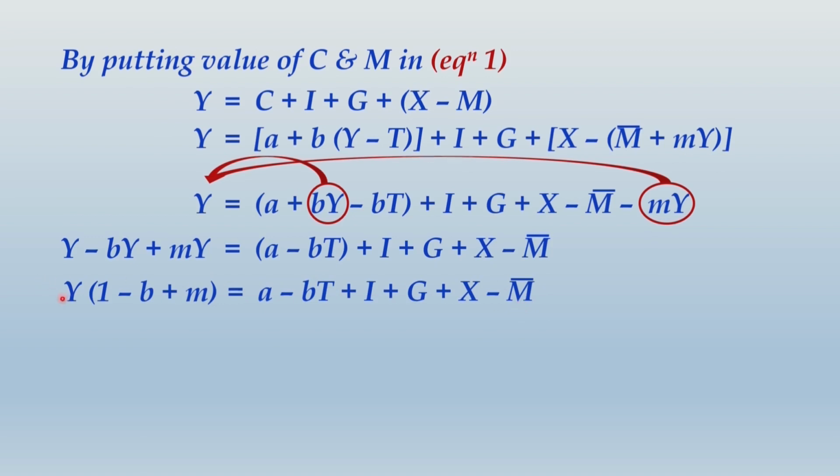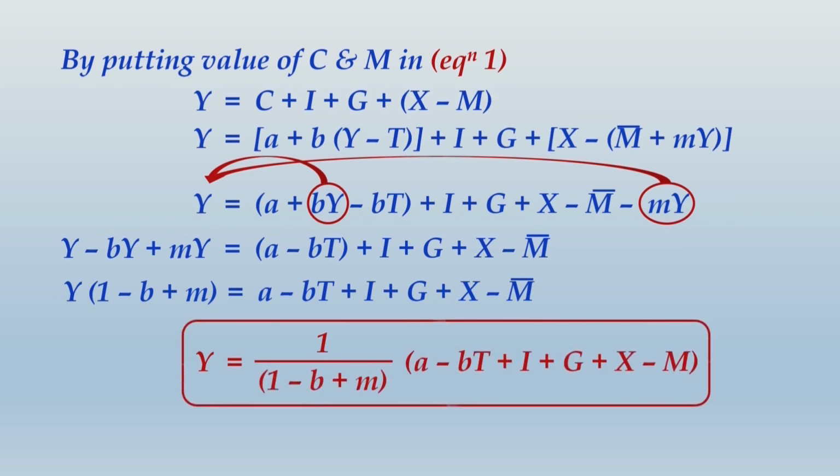Now because you want to find the value of Y, you are going to shift (1 minus B plus M) to the right hand side, and this being a factor getting multiplied to Y, when it goes to the right hand side it will become inverse. So what we get exactly now is Y equals 1 upon (1 minus B plus M) into (A minus BT plus I plus G plus X minus M bar).